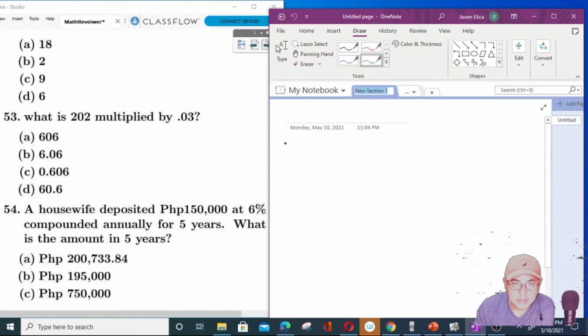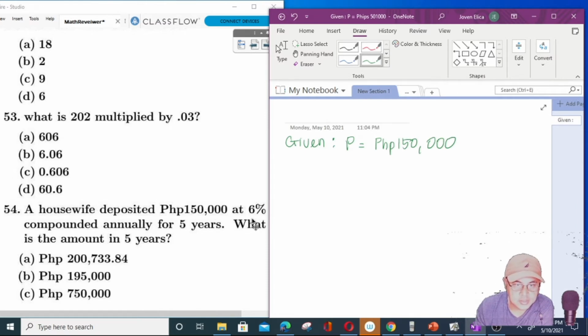Number 54 will be, as I said a while ago, a compound interest problem. Let us try to write the given. A housewife deposited 150,000. What is 150,000? Deposited, that means that is your P, equals 150,000 pesos, at 6% compounded annually for 5 years.